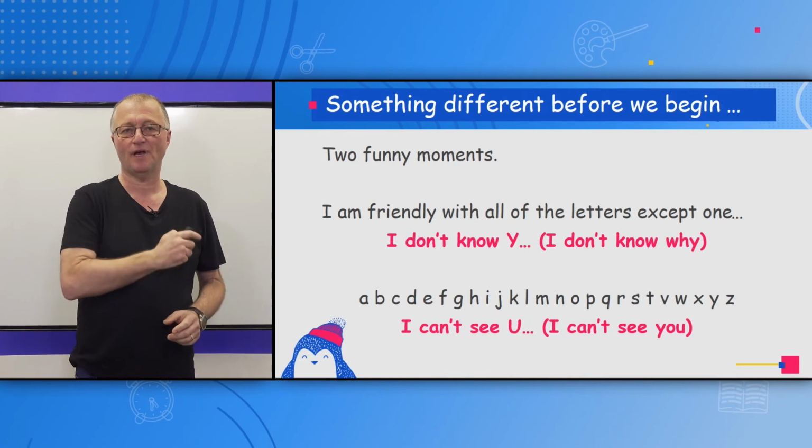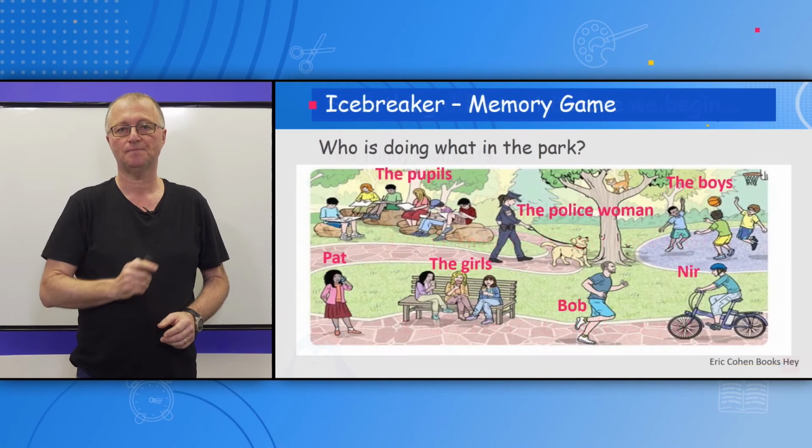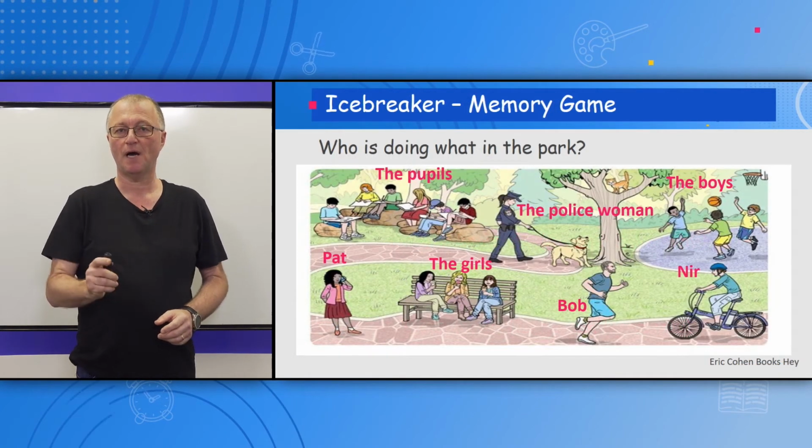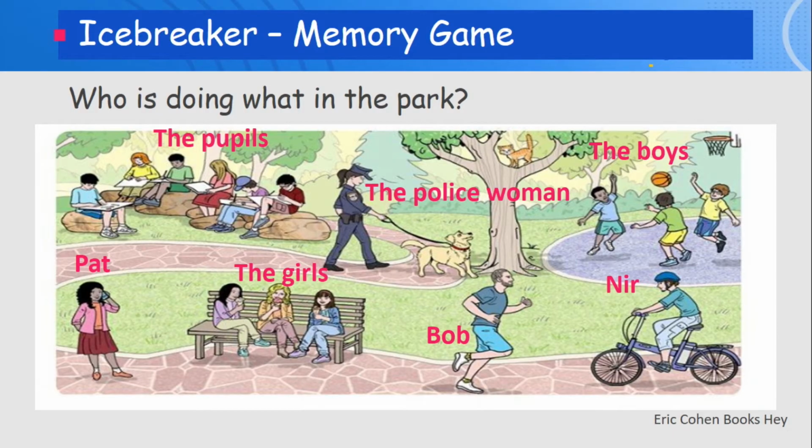And let's get ready. We're going to the park. Have a look at the park because we're going to play a memory game. So remember, look at all the people in the park. We've got Pat, who's talking on the phone. We've got the girls who are eating ice cream. We have the pupils working. We have a policewoman who's walking her dog.